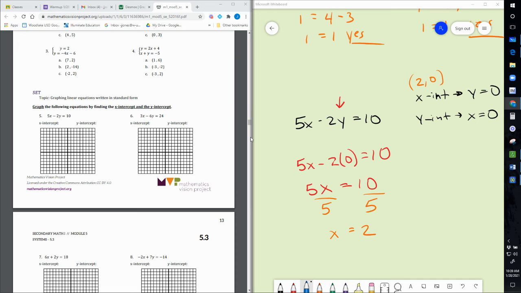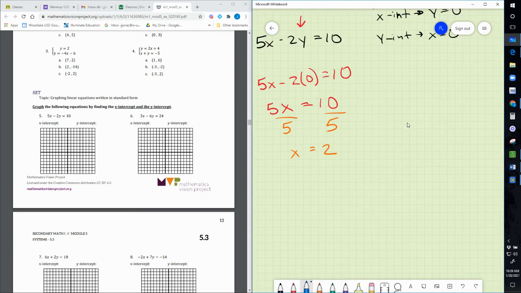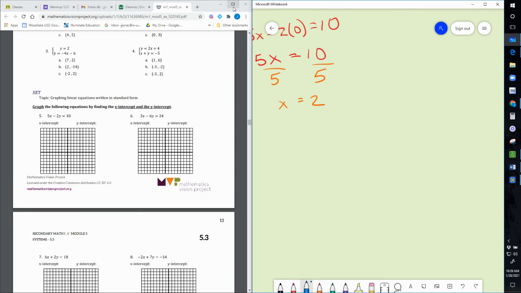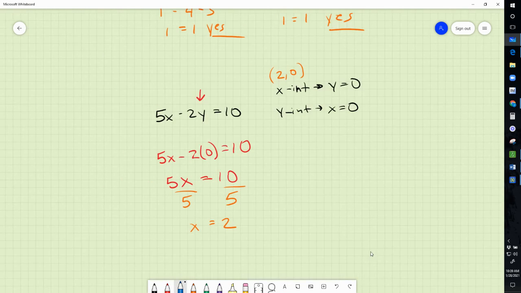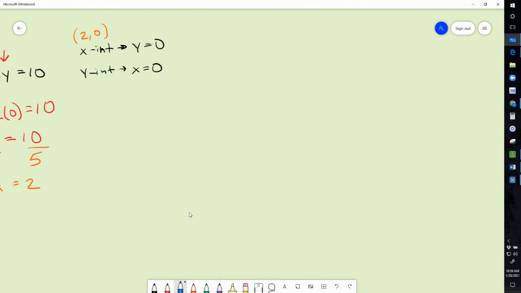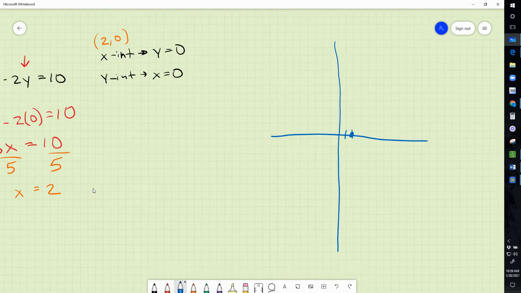Now the y-intercept is the same thing. And by the way, if you're going to graph this, where would 2, 0 be on the graph? What I wanted to show you was this. Where would 2, 0 be on the graph? If we're going to graph this really quick, 2, 0, 1, 2, 0. So my x-intercept is right there.